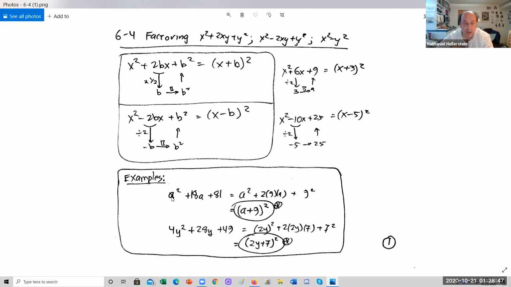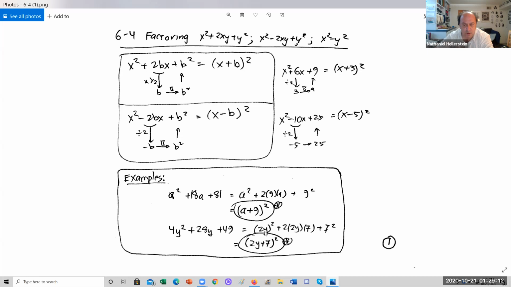Or a squared plus 18a plus 81. If you write it as square plus twice product plus square, then it's a square of a sum: a squared, twice 9 times a, 9 squared. Well, there you go, a plus 9 squared. It's not as easy to do it this way, so the idea is you write it as square plus twice product plus square.